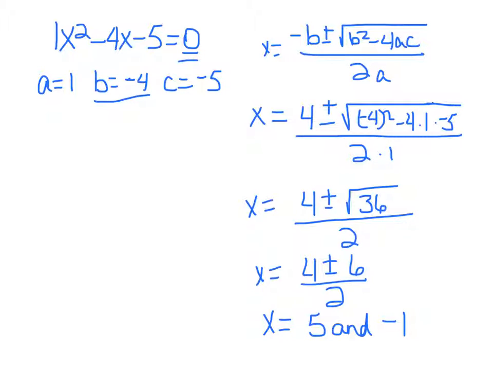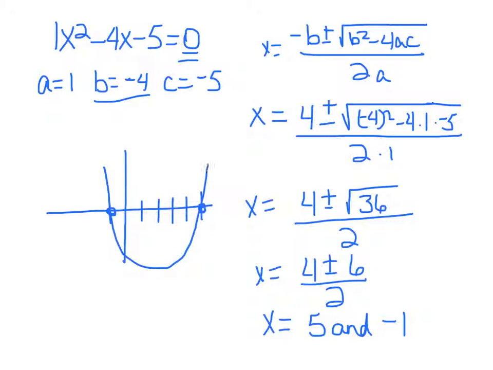Remember that our solutions are x-intercepts, so if we were going to graph this or sketch a really rough graph, we would expect to have x-intercepts at positive 5 and at negative 1, and you would expect for a parabola something like this to come up on the screen of your calculator.